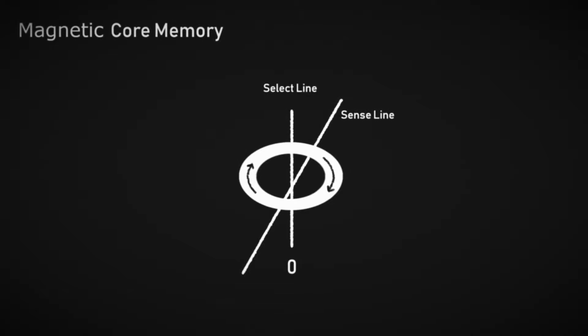We must thread another wire through the core. It's called the inhibit line. After the 0 is read out, we again try to write a binary 1 to the core. But we also apply a current on the inhibit wire in the opposite direction. The magnetic fields cancel each other out, and the core's magnetization remains unchanged.